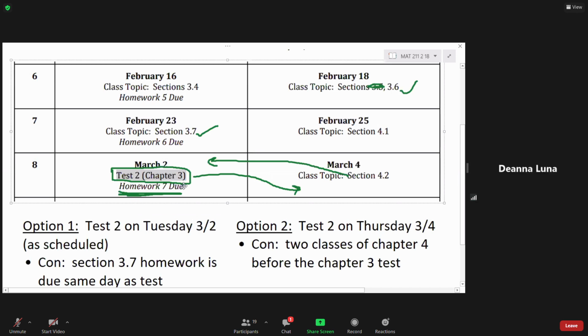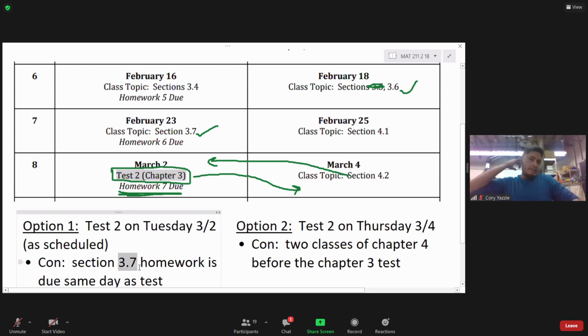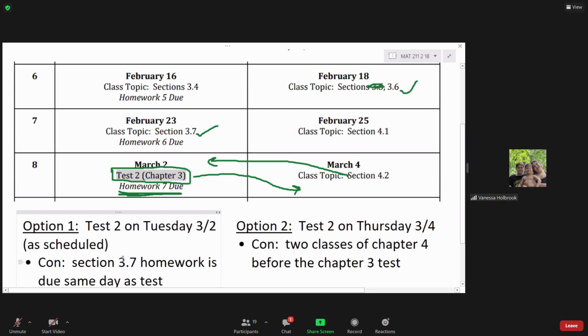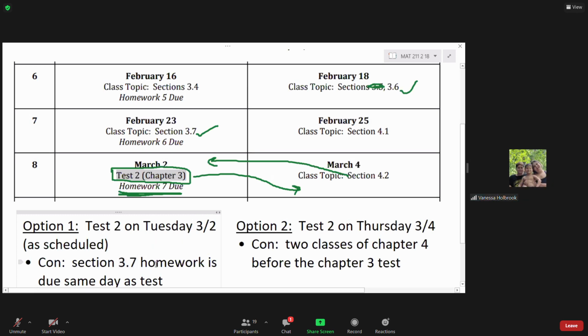Would it be a possibility to push back the due date to Wednesday if we did the test on Tuesday? I could do that. I think that would work the best. So I just want to clarify, the section 3.7 homework would be due after the test, then. Okay, I gotcha.